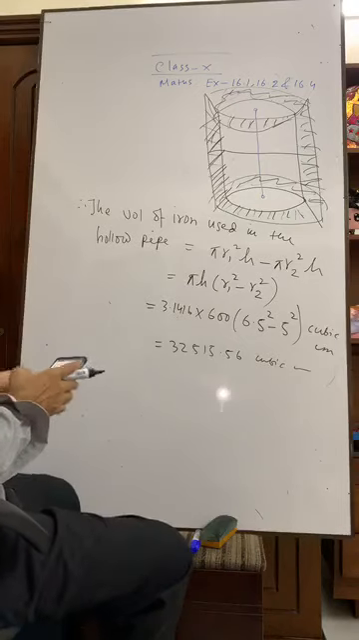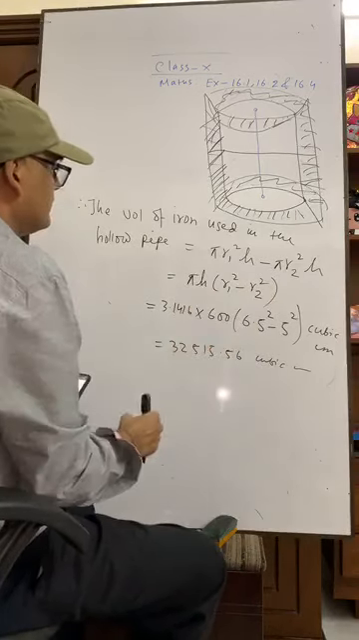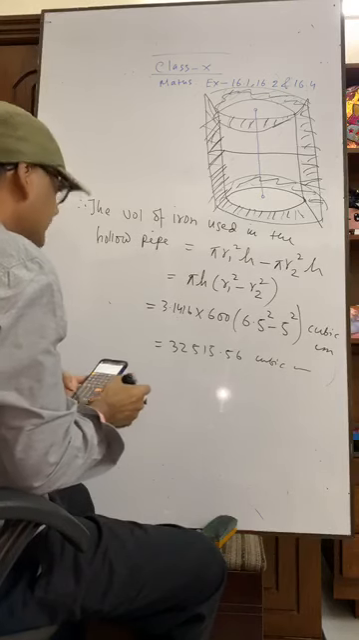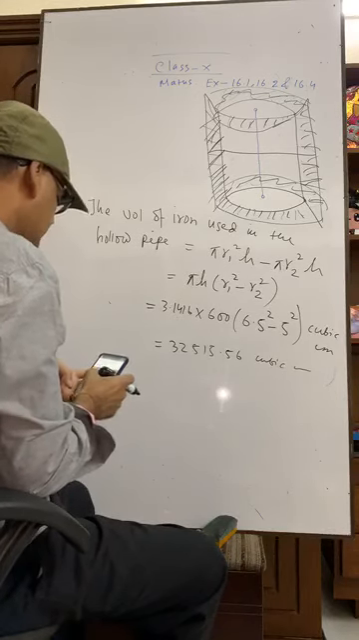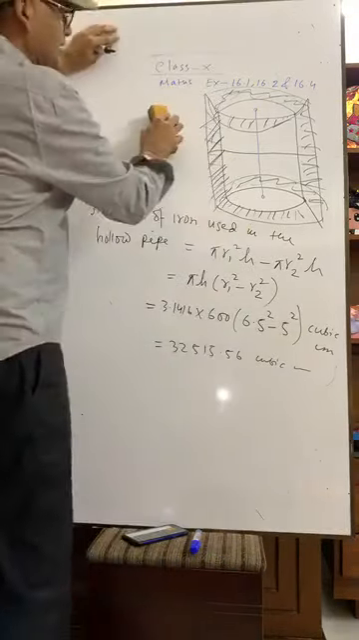Perhaps I am not right. Okay, I am doing it again. 6.5 square minus 5 square. Again, 6.5 square minus 25 equal to this into 600 equals to this into 3.1416. Yes, 32515.56 cubic centimeter. Now, in the question it is told that 1 cubic centimeter of iron weighs 7.2 gram.